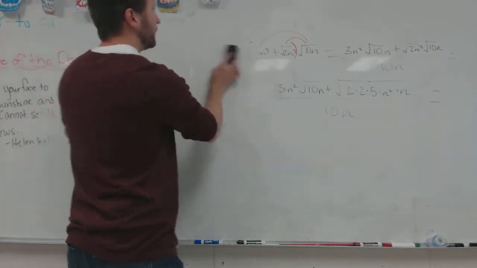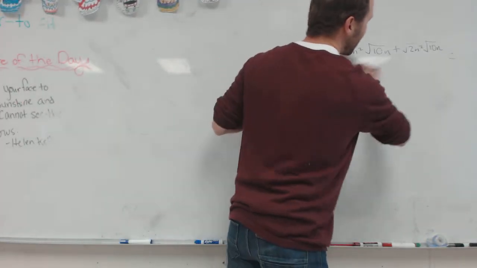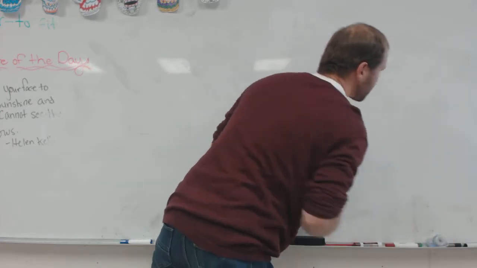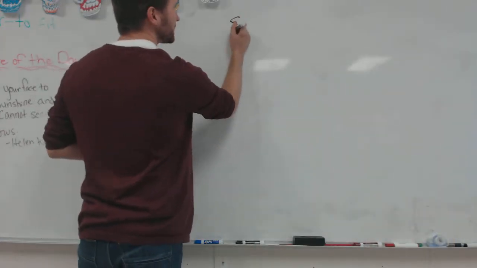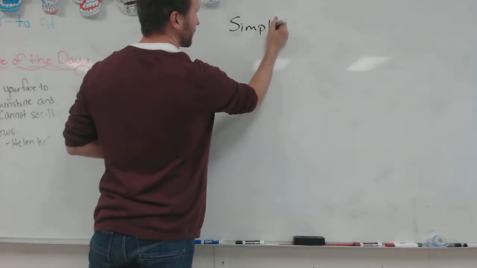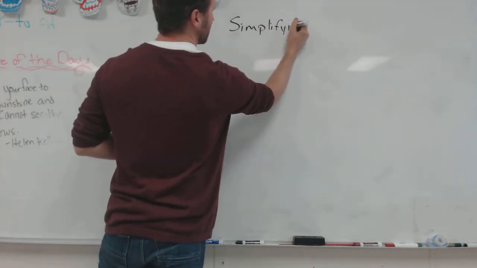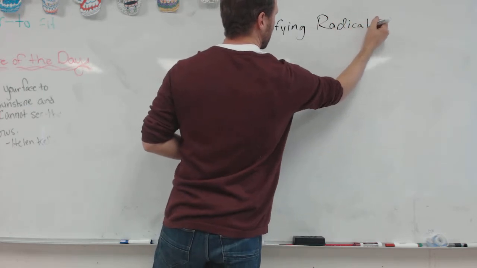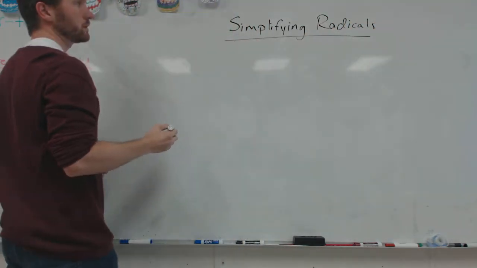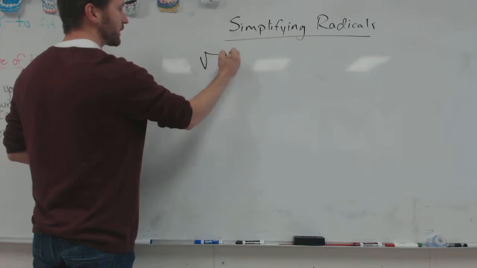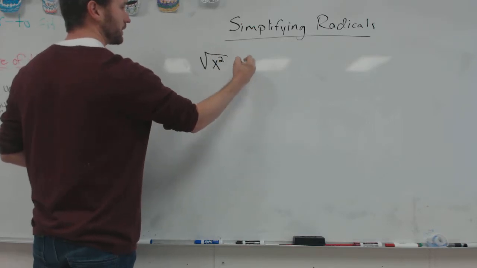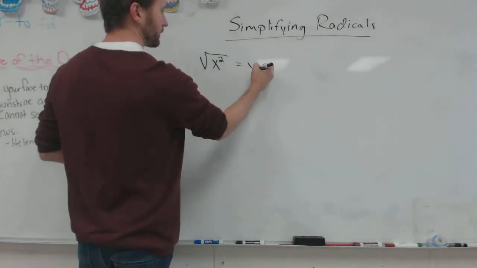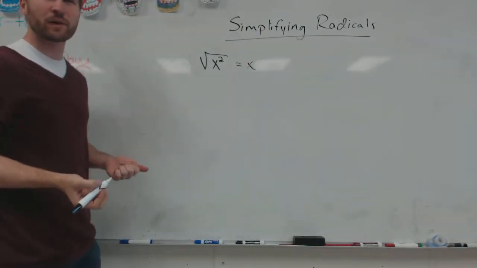Okay, so we're going to talk about simplifying radicals. And we're just today going to talk about variables. So, what is the square root of x squared? What does that equal? Just x. It's kind of like the definition of a square root in a way.